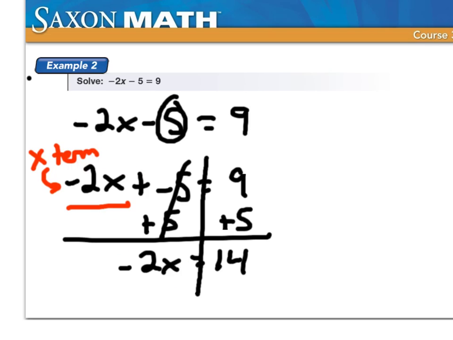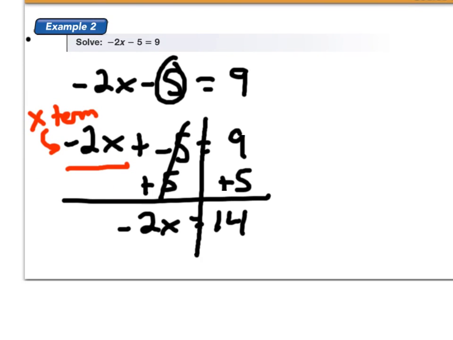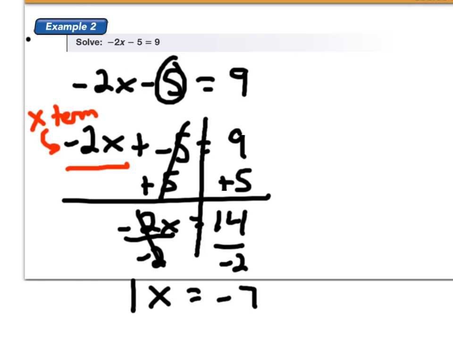Again, notice our x term didn't change here. It's negative 2 times x and negative 2 times x. I need to get x all by itself by doing the opposite of multiplying by negative 2, which is dividing by negative 2 on both sides. Negative 2 divided by negative 2 makes positive 1, which cancels and leaves me with just 1x. And 14 divided by negative 2 is negative 7. So x equals negative 7 on that one. Okay, let's go on to another example.